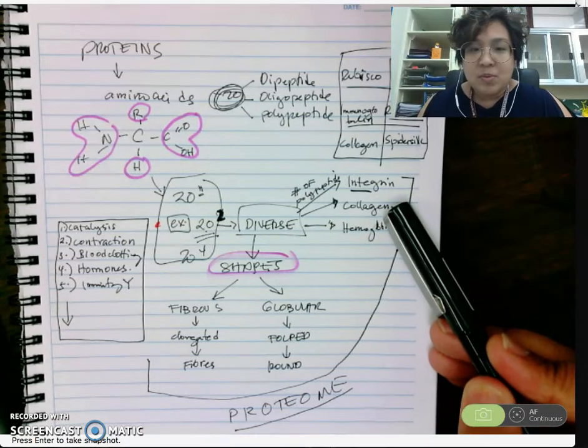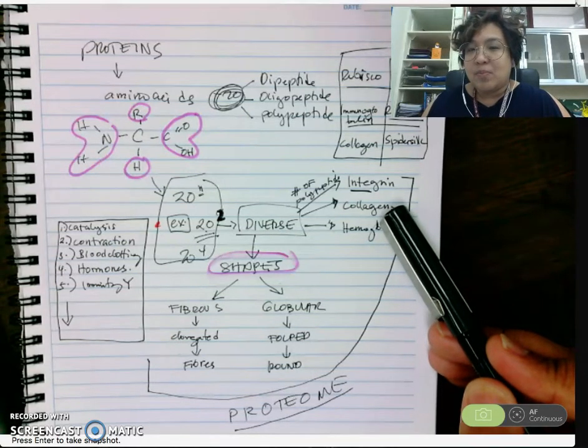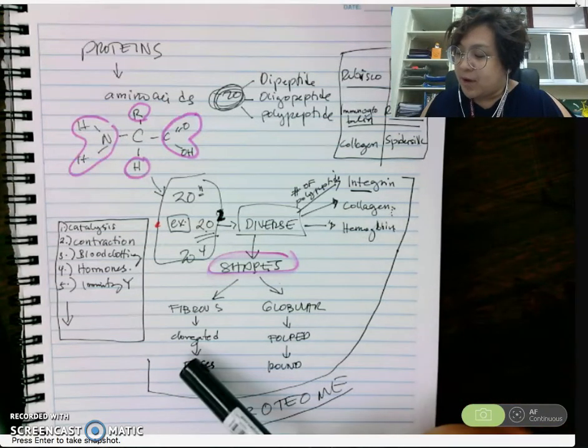A protein can also be made up of 3 polypeptides. An example is collagen, and these 3 polypeptides are intertwined, and collagen is actually fibrous in its shape.